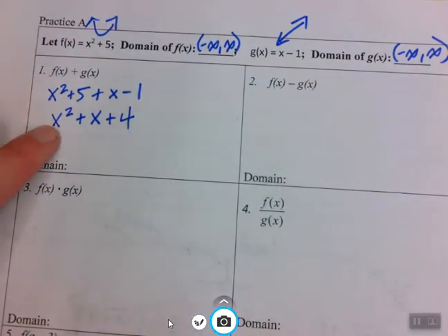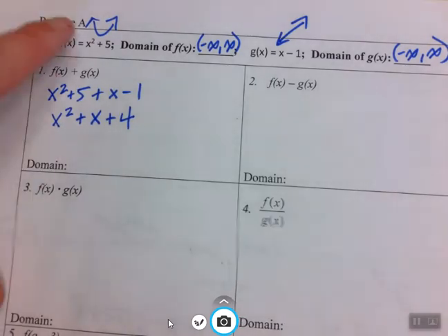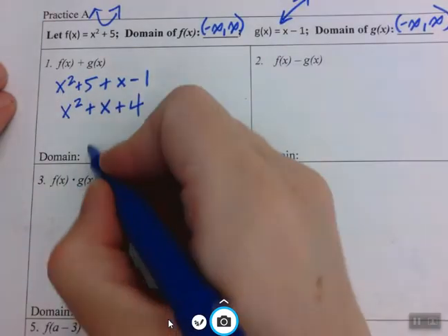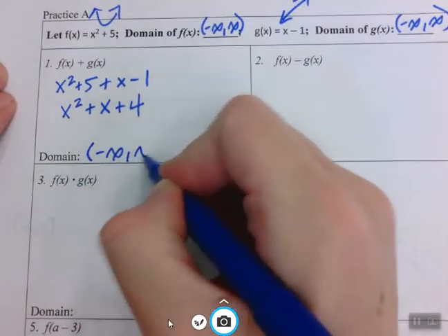And then this is also a quadratic equation. If you're not sure, you can graph it and see, but it's going to also make a parabola. So what's our domain? Negative infinity to infinity. Good.